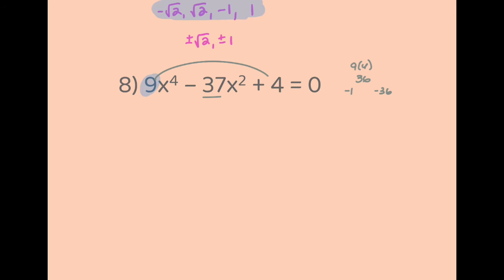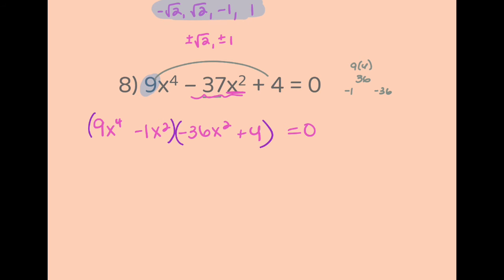So now when I plug in for my middle term, where before I'm going to factor by grouping, I'm going to leave the 9x to the 4th on the front. But my middle 2 terms each have to have the x squared. So it would be minus 1x squared and minus 36x squared, and then plus 4 at the end equals 0. Now we factor by grouping.